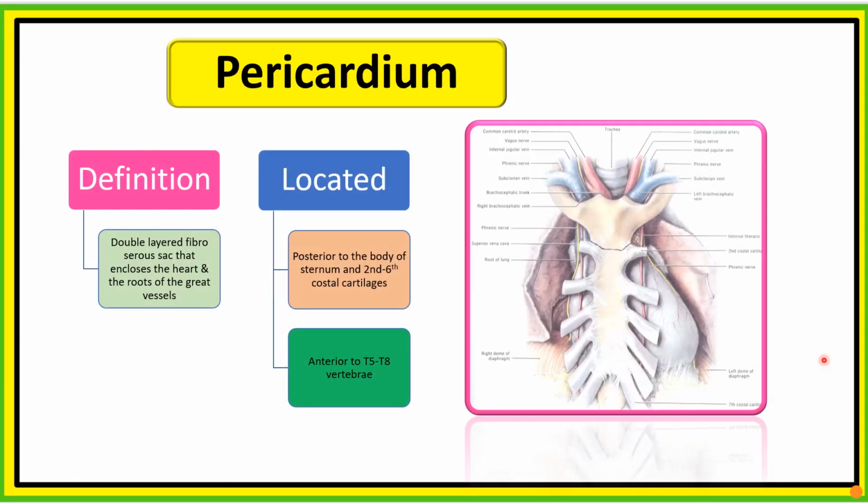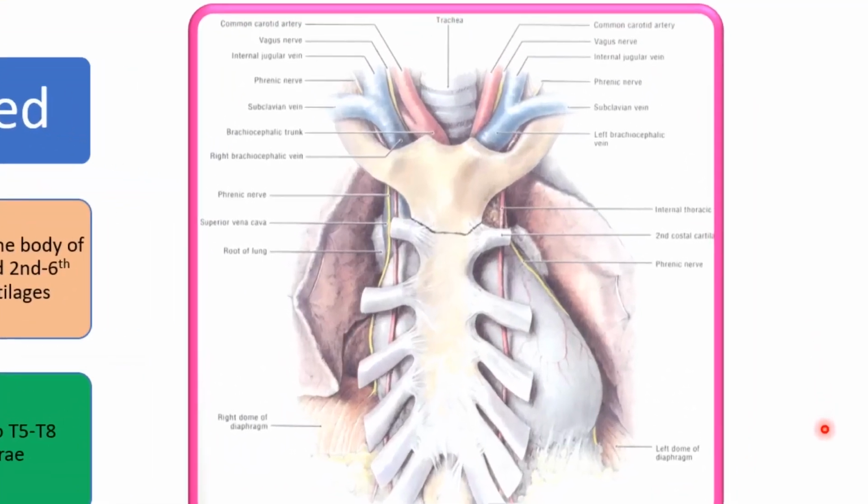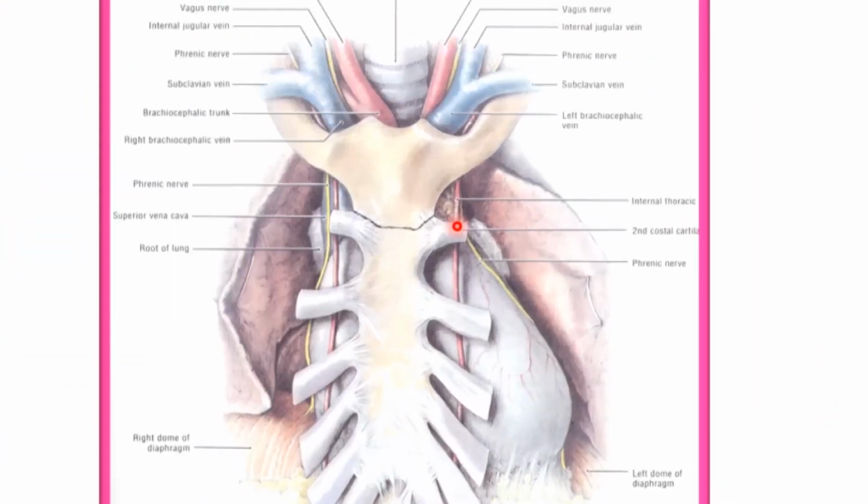As we said earlier, the pericardium is a double-layered serous sac. That means part of its components is fibrous and another part is serous. It encloses the heart and also the roots of the great vessels of the heart. Where do we find the pericardium? We can see it lying posterior to the body of the sternum and the second to the sixth costal cartilages. In this picture, we can see the location of the pericardium.